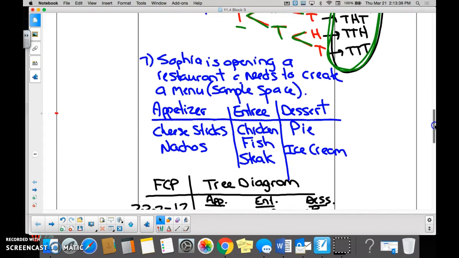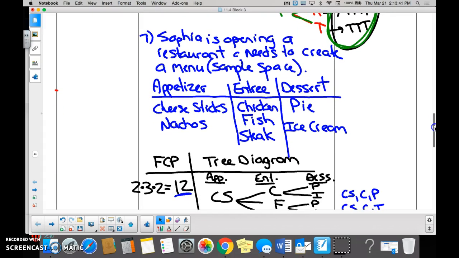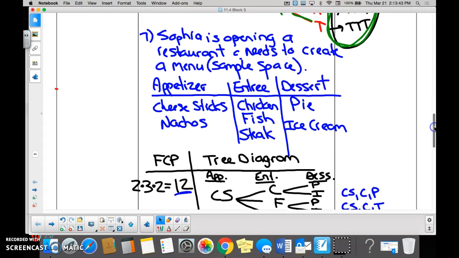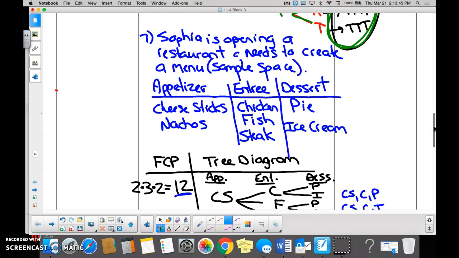And then the thing that makes the most sense to me anyways is a real life example in which Sophia, our own Sophia, decided to open a restaurant and she needed to create a menu. And on the menu, she was offering 2 appetizers, 3 entrees, and 2 desserts. So how many possible choices are on her menu? 12. Riley, I'm up here. How many choices are on her menu? 12. We calculated by fundamental counting principle.